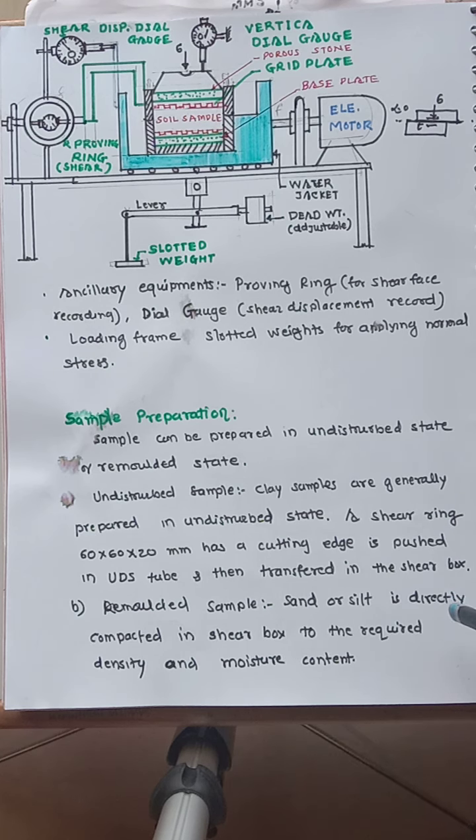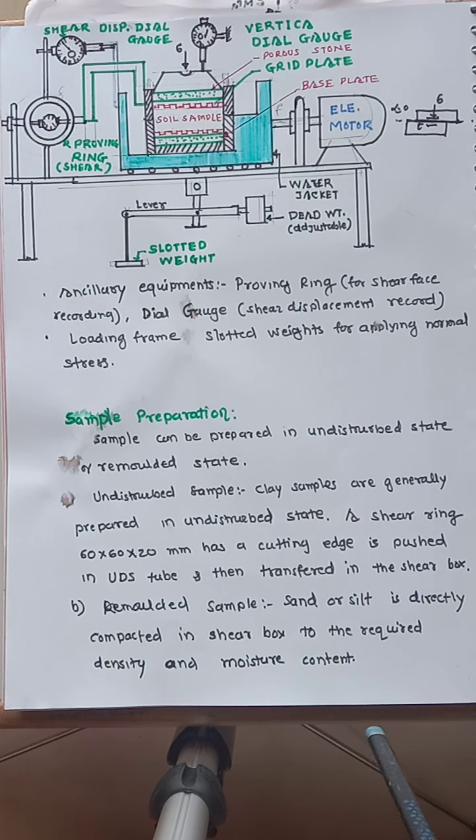And then their density is very important. As I say, the C and phi values depend upon the density or unit weight, porosity, and moisture content. If they vary, your C and phi values will vary. Therefore they are compacted to the required, given density. If it is not given, sometimes it is mentioned to compact it to the maximum dry density and OMC. Then you have to conduct the compaction test.